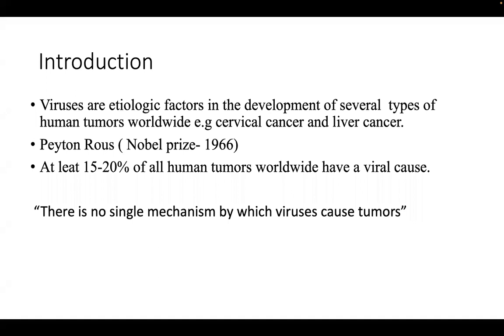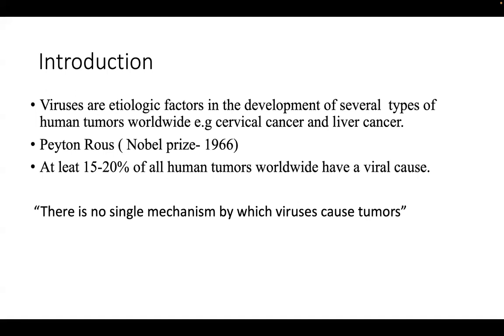So viruses are etiological factors in the development of so many cancers. For example, cervical cancer and liver cancer. And historically, this guy by the name Peyton Rous was able to demonstrate this, whereby he was able to inject fowl sarcoma infiltrates into birds, and he was able to demonstrate that the RNA virus could cause tumors.